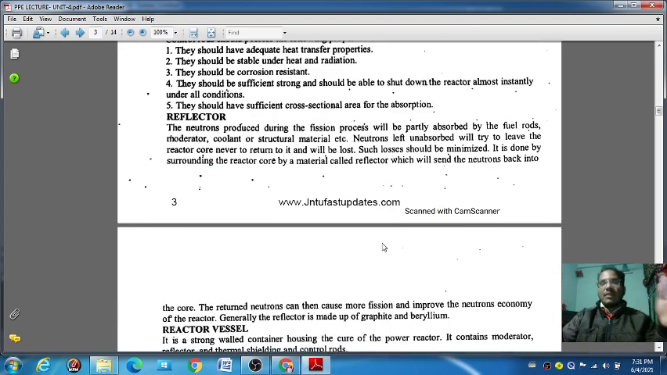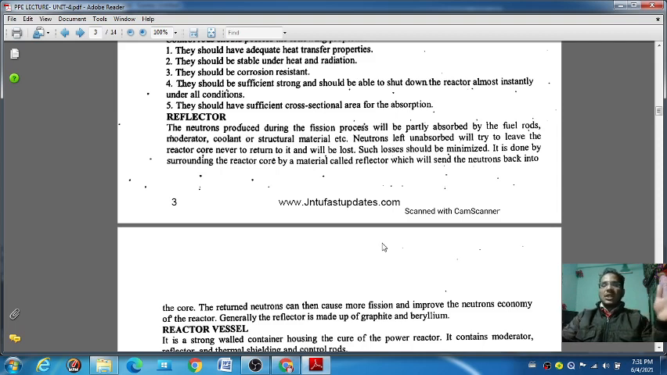What is a reflector? A common thing in a reflector is this: neutrons produced during the fission process will be partially absorbed by the fuel rods, moderator, coolant or structure material. Neutrons left unabsorbed will try to leave the reactor core, never to return to it, and they will be lost. Such losses should be minimized.